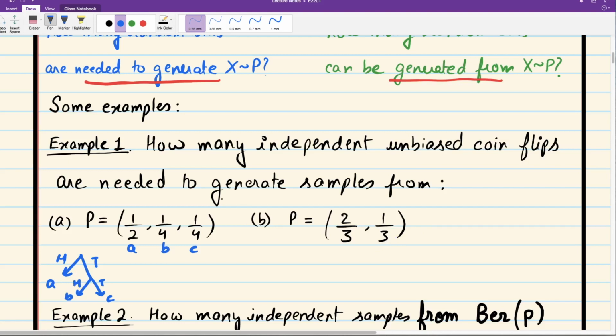So we have to pose this question better, and we can ask how many unbiased coin flips we need on average, on expectation. That is a better question to generate a sample from this distribution, and that will be the measure of randomness in these two random variables.